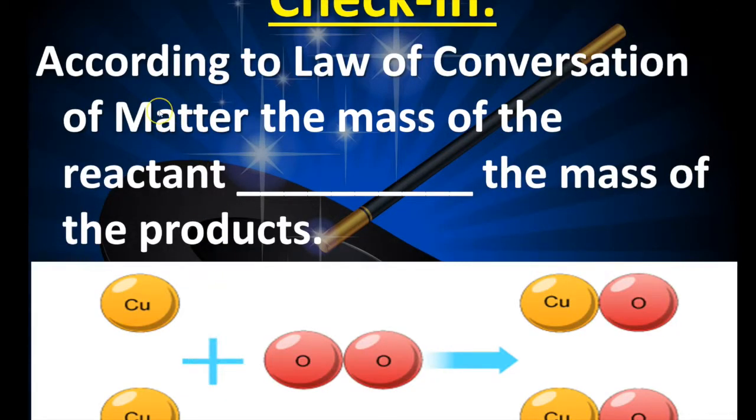And let's do another check-in. So according to the law of conservation of matter, the mass of the reactants, meaning this side right here, is blank to the mass of the products on this side.